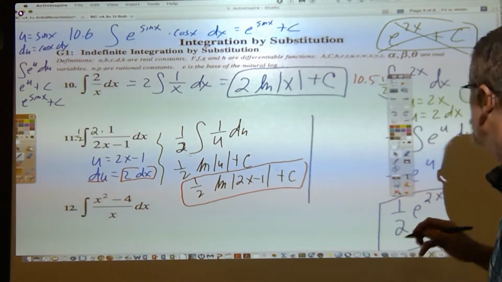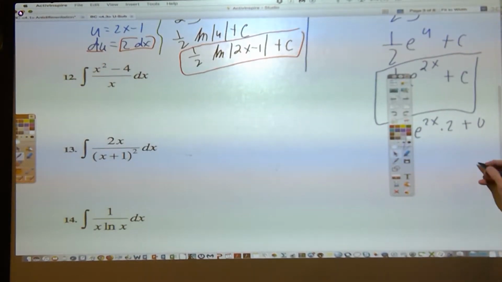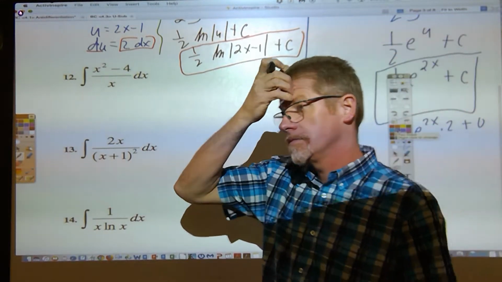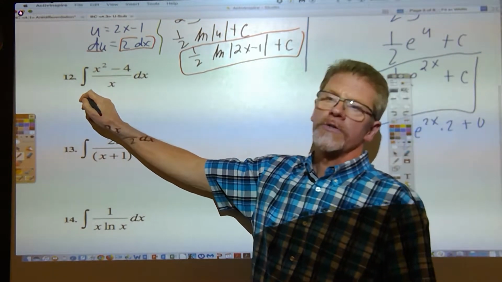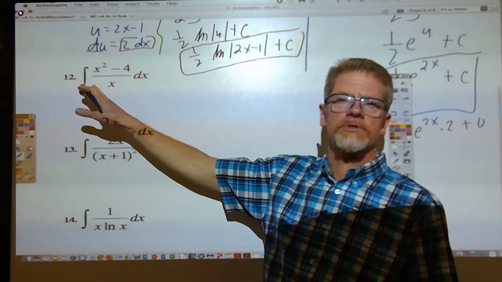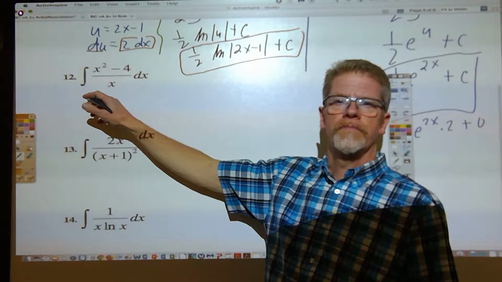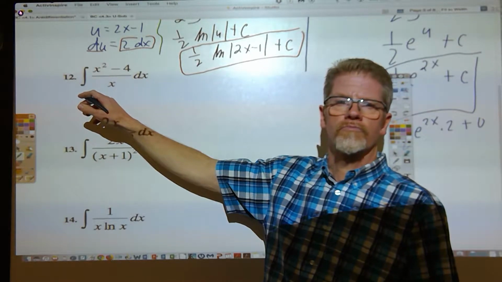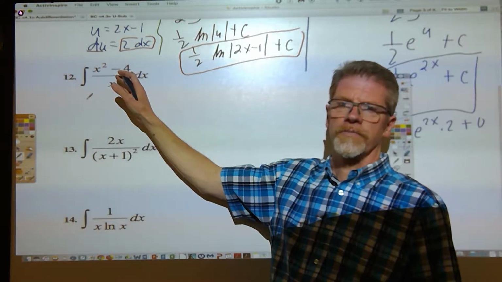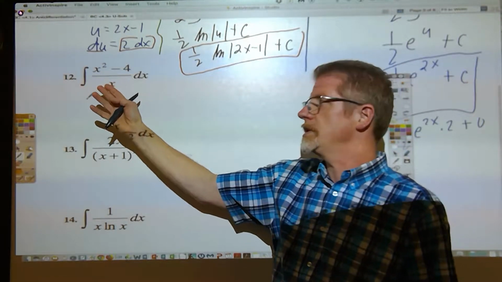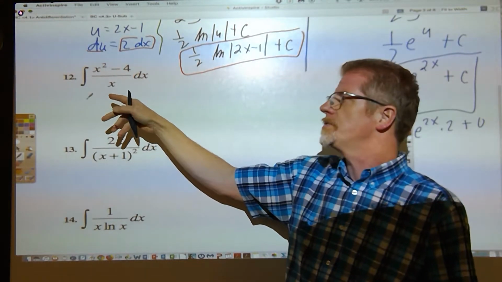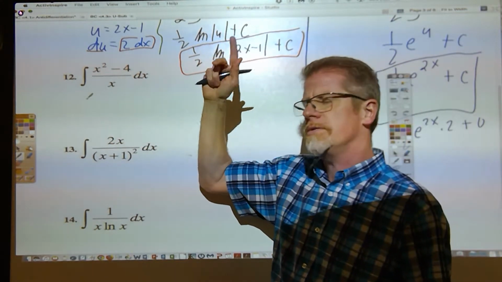Number 12. Now, problem 12. Just like on that homework problem, if you got a side conversation, go ahead and direct your attention up front. And distribute x to each term in the numerator. We've distributed square roots to each term in the numerator. Would you please attempt number 12 on your own?